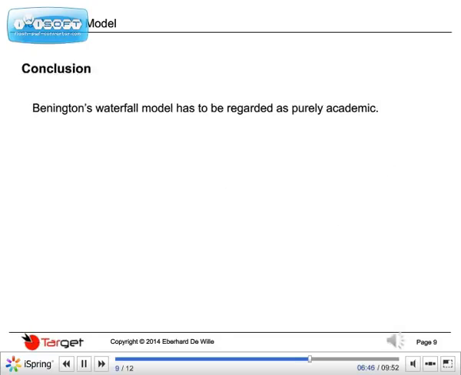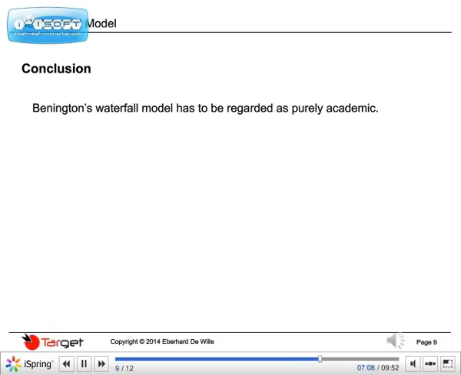Therefore, Bennington's waterfall model has to be regarded as purely academic. The innovation was that, for the first time, software engineering was divided into separate phases, like a requirements phase, a design phase, implementation phase, and so on. Just the same, like they did in mechanical engineering.